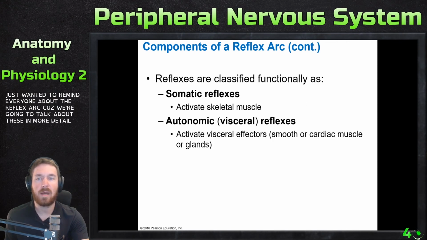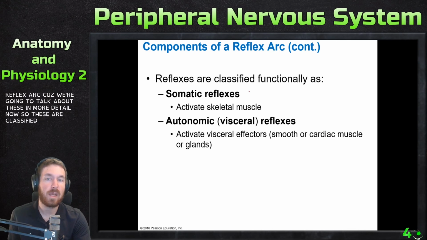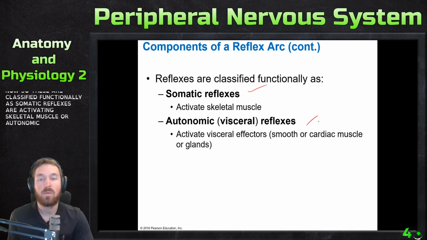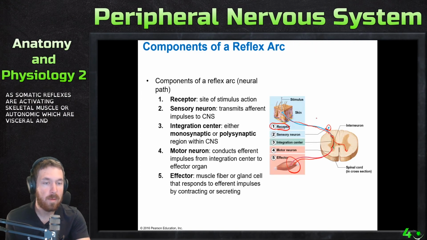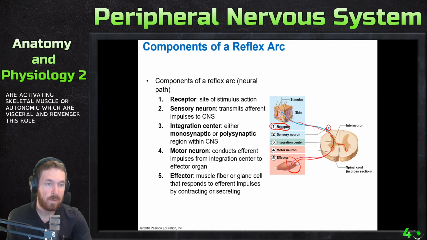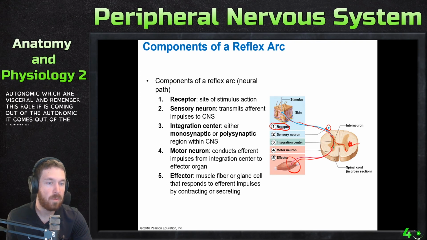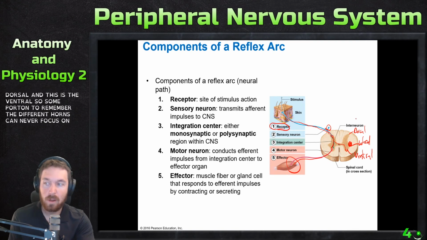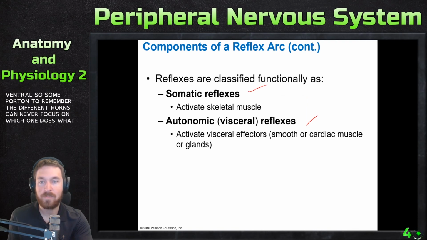These are classified functionally as somatic reflexes, those activating skeletal muscle, or autonomic, which are visceral. And if you remember, visceral, if it's coming out of the autonomic, it comes out of the lateral horn. So this is the lateral horn here. Remember, this is the dorsal, and this is the ventral. It's important to remember the different horns, because now we're focused on which one does what.